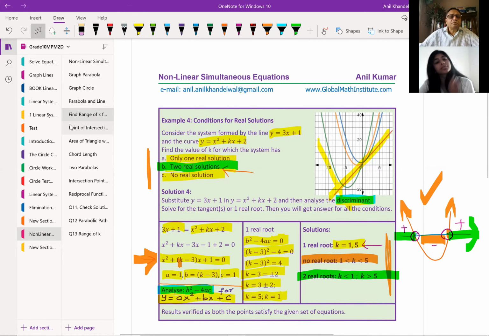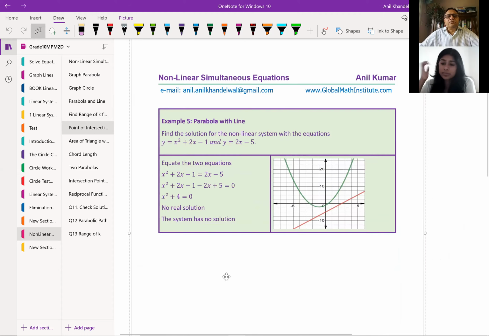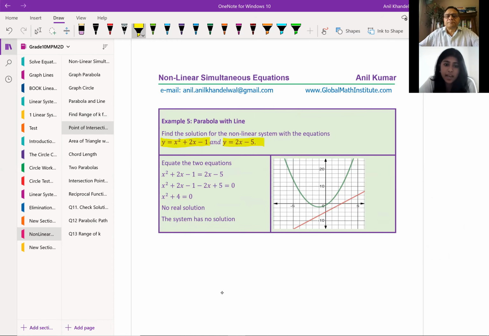Okay. Now here is the next question, which is example 5. We are now talking about a parabola with a line. Can you please read the question, Amy? Yes. Find the solution for the nonlinear system with the equations y equals x squared plus 2x minus 1 and y equals 2x minus 5. Correct. So very simple approach. Both y's are given to us. Just equate them, find the solution.